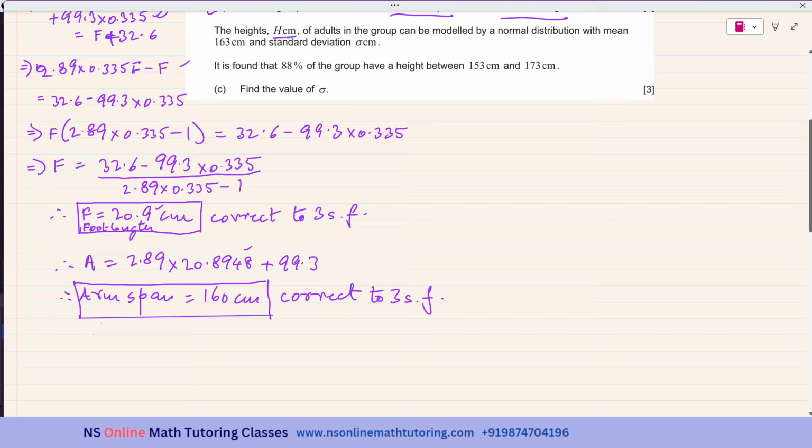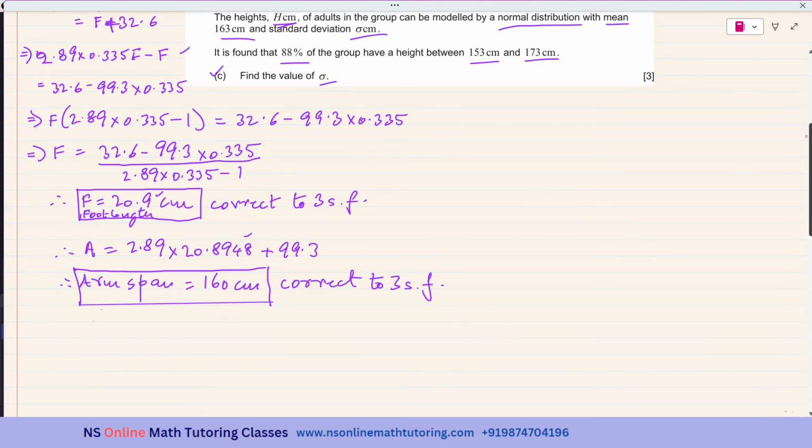The heights, in centimeters, of adults in the group can be modeled by a normal distribution with mean 163 centimeters and standard deviation sigma centimeters. It is found that 88% of the group have a height between 153 centimeters and 173 centimeters. So, part C's question is: find the value of sigma, the standard deviation.